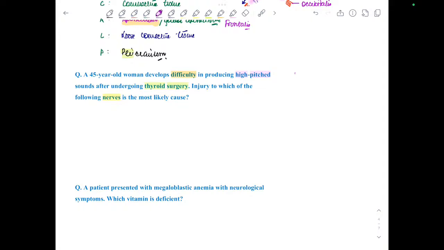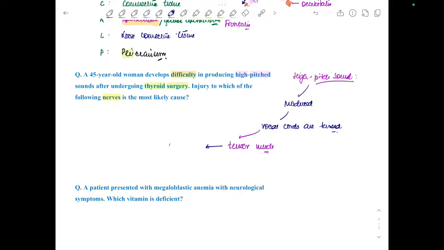Now high pitch sound is produced when the vocal cords are tensed or lengthened, right. So it means they have to be tensed. So the tensor muscle is important here, and the tensor muscle is cricothyroid.